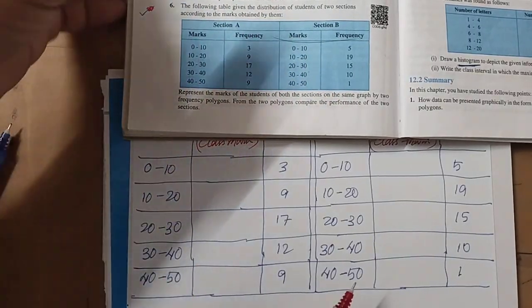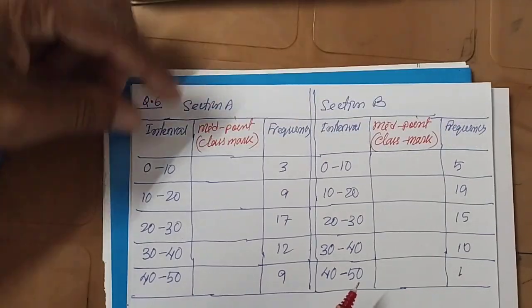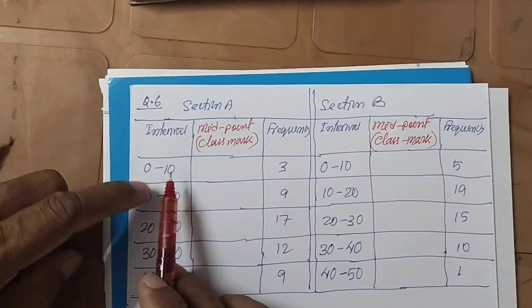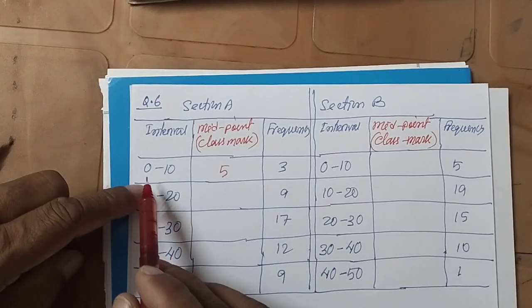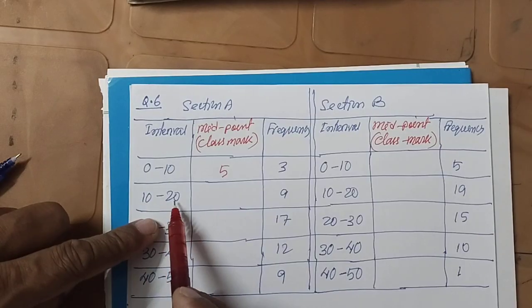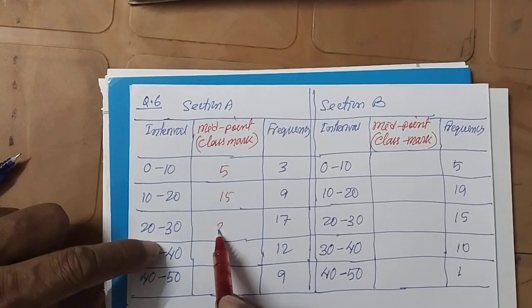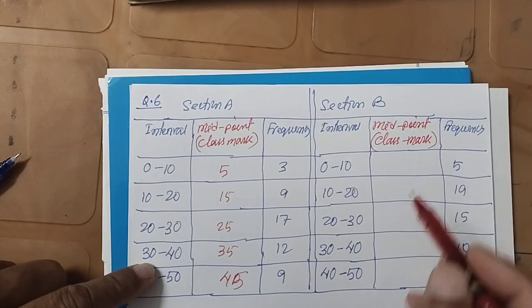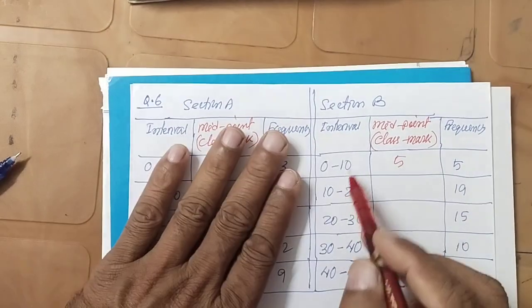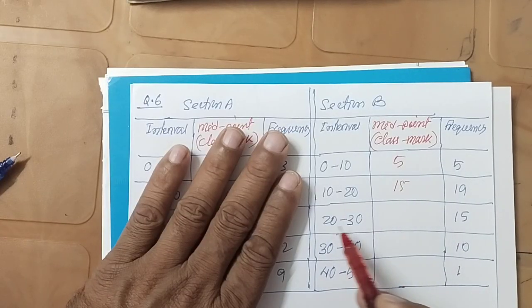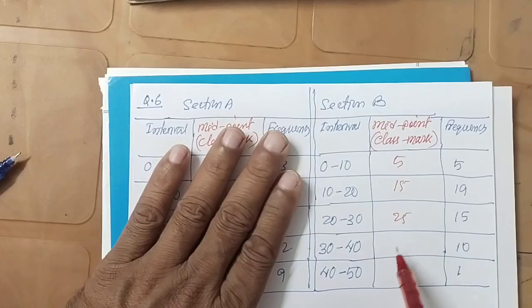Now, for a frequency polygon, we know we must find out the midpoint. 0 to 10, midpoint will be 5. It is 0 plus 10 divided by 2. Then 10 to 20, 10 plus 20 is 30 by 2 is 15. Next will be 25, 35, 45. Same midpoints here also: 5, 15, and for 20 to 30, 20 plus 30 divided by 2 is 25, 35, 45.